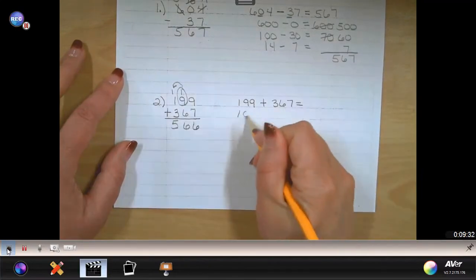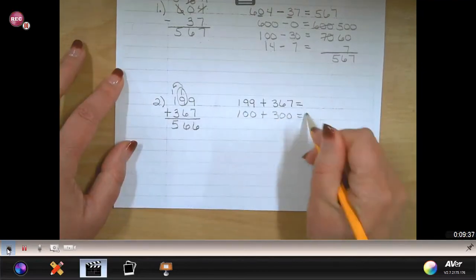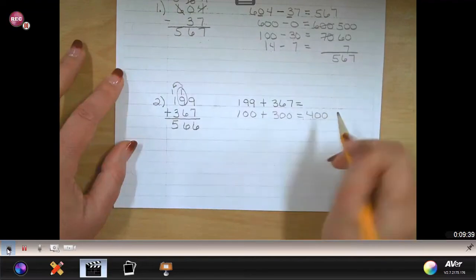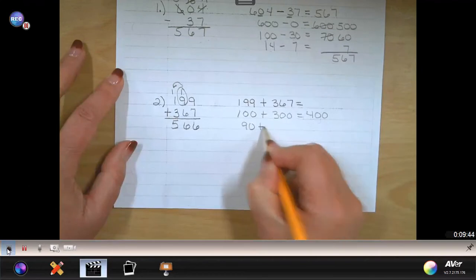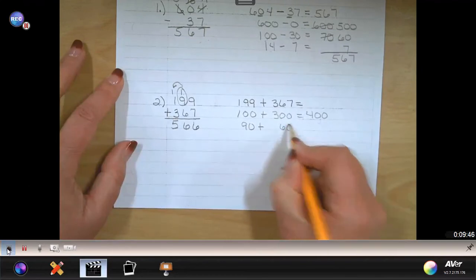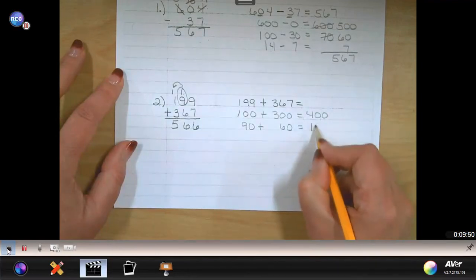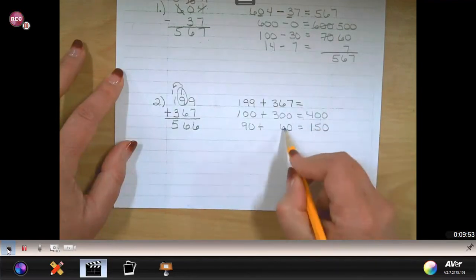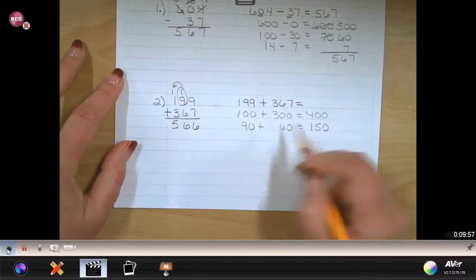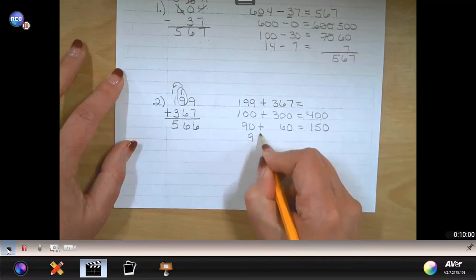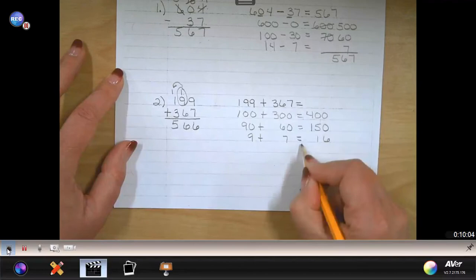But for the purpose of the break apart strategy, we're going to go ahead and break apart our place values. So 100 plus 300 is 400. 90 plus 60 is going to be 150, because one more 10 here is 100. That would leave us with 50 here. Then we have a 9 and 7, and 9 and 7 make 16.